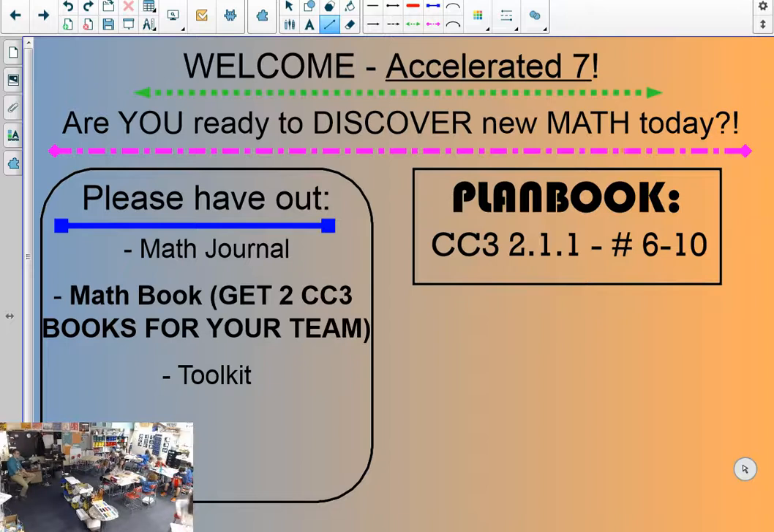If yours doesn't have a pamphlet, that's wrong. Somebody took it out and did not put it back in. So, pour out some tiles in front of you. If you're sharing with a partner, pour them out in front of you, both of you. You can do it on your math journal or in your toolkit or whatever.